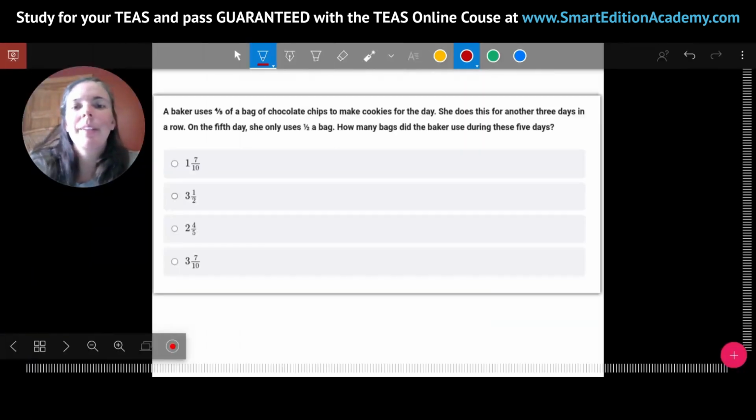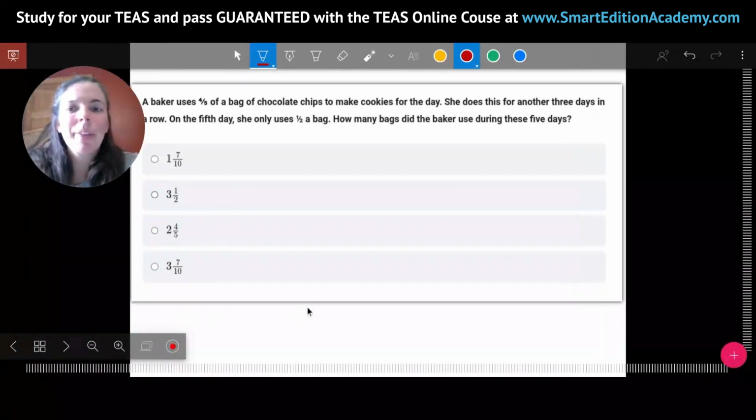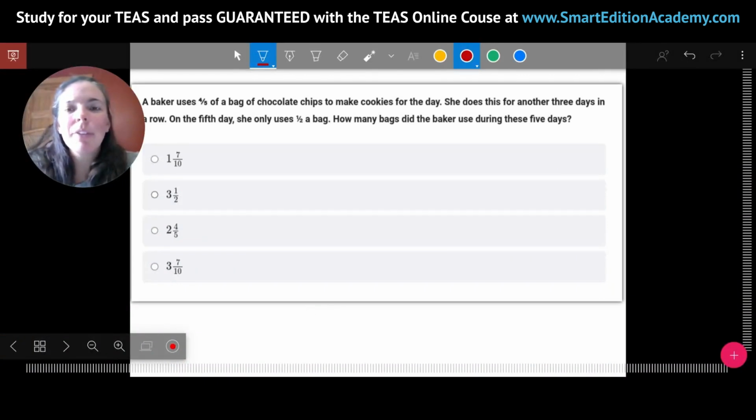Cool. All right, so I promised you a couple word problems, so let's try it out. A baker uses 4/5 of a bag of chocolate chips to make cookies for the day. She does this for another 3 days in a row. On the 5th day, she only uses half a bag. How many bags did the baker use during these 5 days?